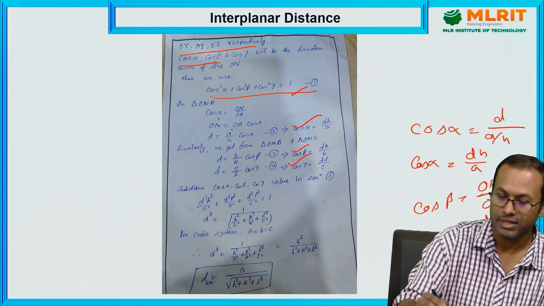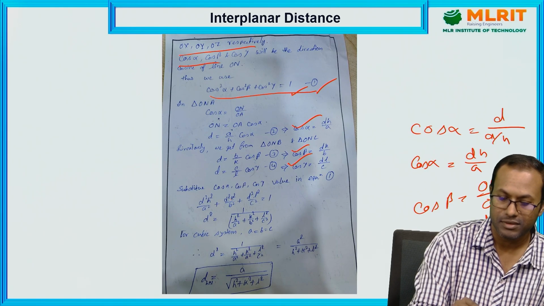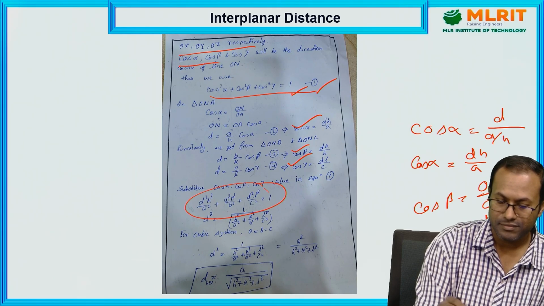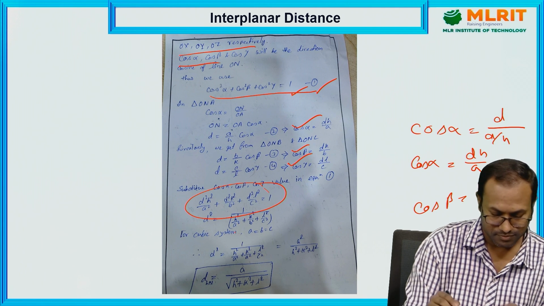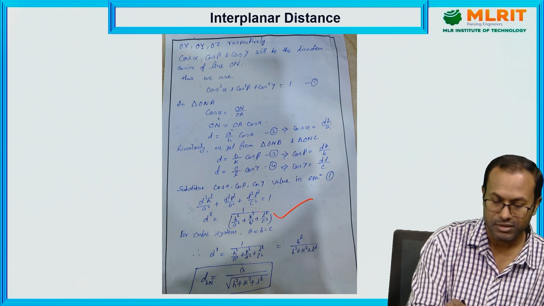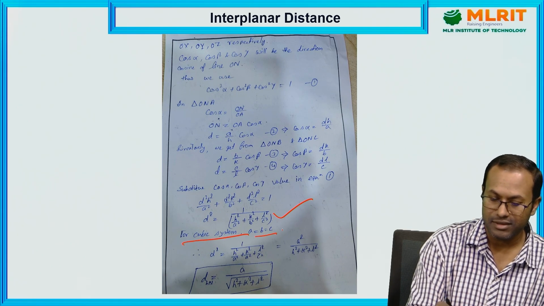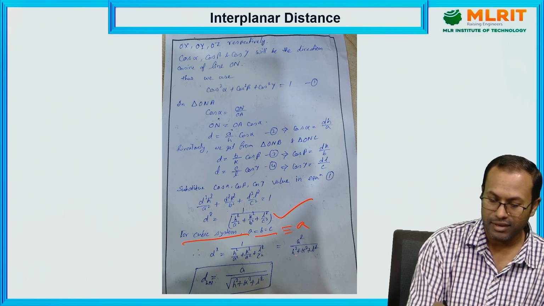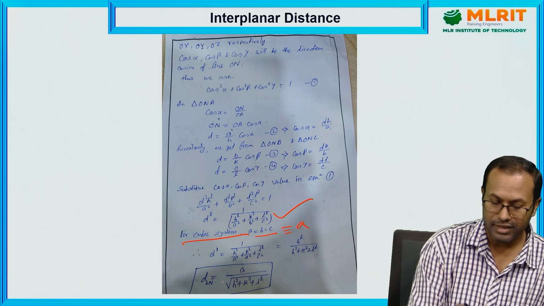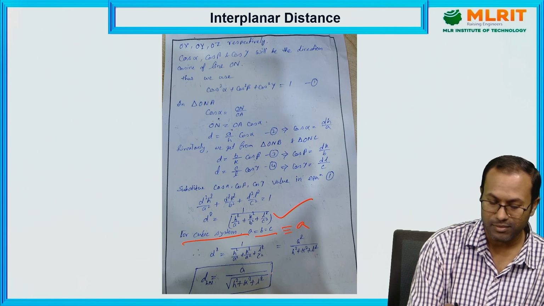Now substitute those three into equation 1. Then d will come in this form: d square equals 1 by h square by a square plus k square by b square plus l square by c square. Now in case of cubic systems, where a, b, c are equal, suppose it is a, d square equals a square by h square plus k square plus l square. So d hkl equals a over the root of h square plus k square plus l square.